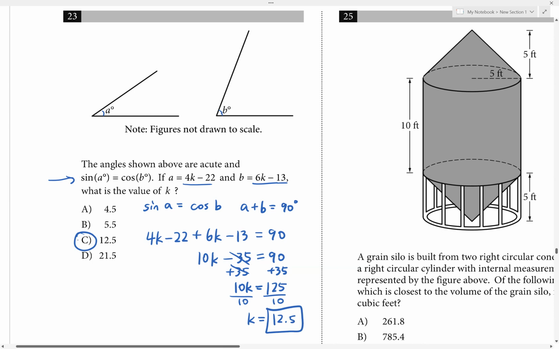Okay, so for this question, just something to keep in mind: if sine of one angle equals cosine of the other angle, the two angles have to add to be 90 degrees.